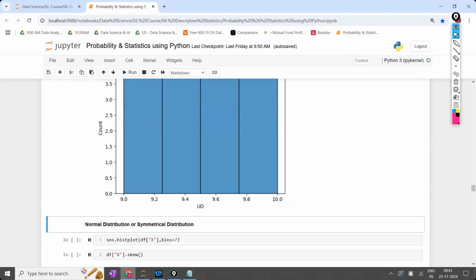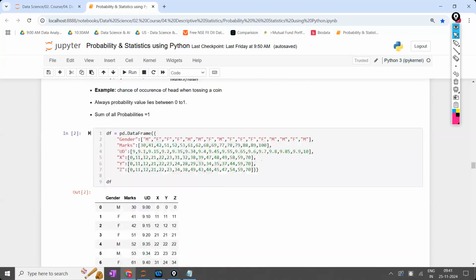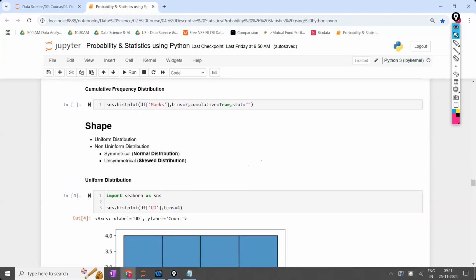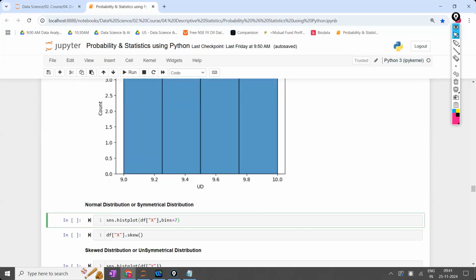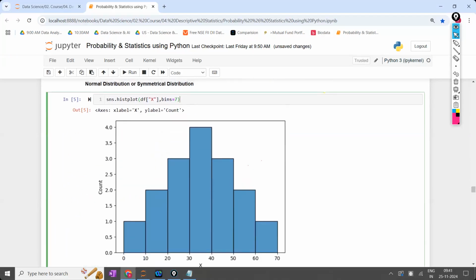Done? Now, next, there are still 3 columns. Other than UD, I have created multiple columns; basically, these are examples. Now I have taken the example of the X column. If I apply the histogram on this X column, what do you see? It is a non-uniform distribution because all the bins are not at the same height. When all the bins are not at the same height, it is considered non-uniform distribution.